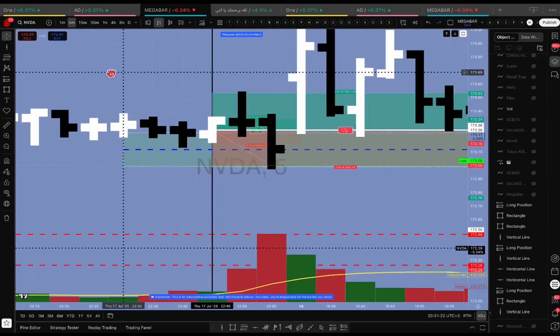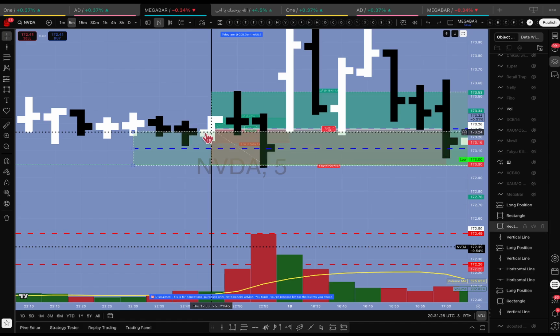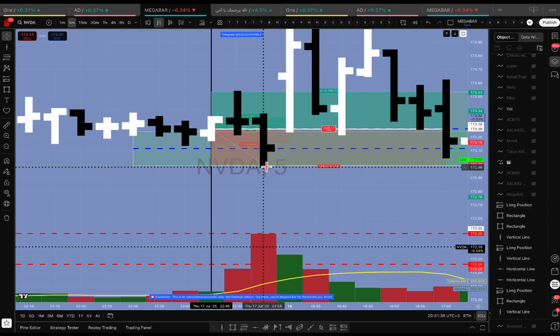Here's your 5 minutes. It started here on 5 minutes. It went down, it went up, and then it reversed. It went all the way up, made the high. So I took the trade. I took the trade here. I put my order here to go short, and this is my first take profit.